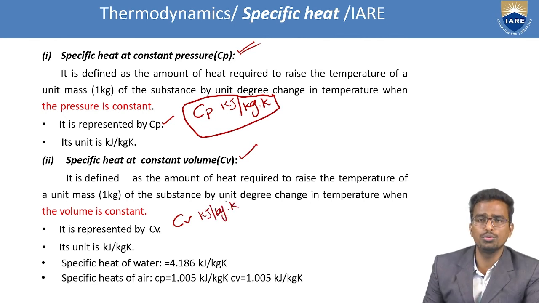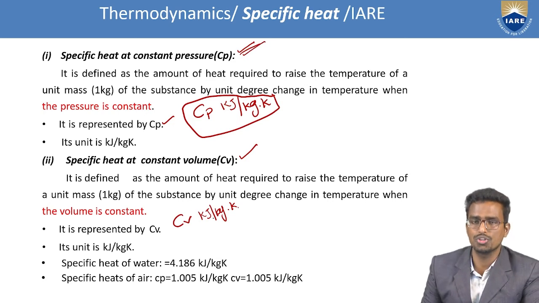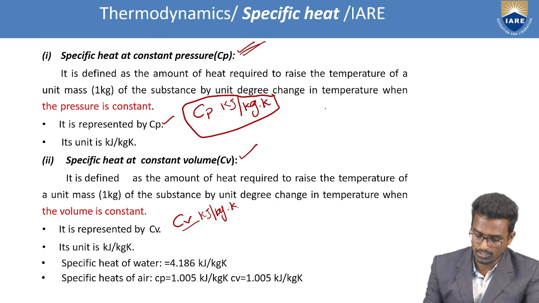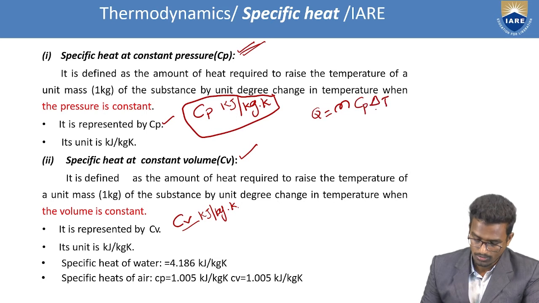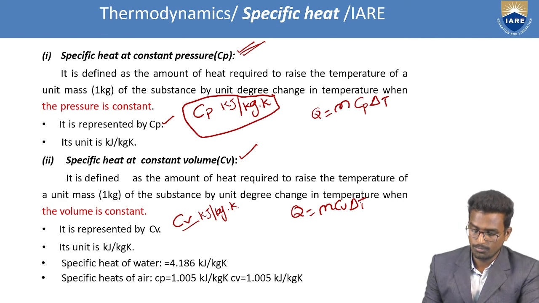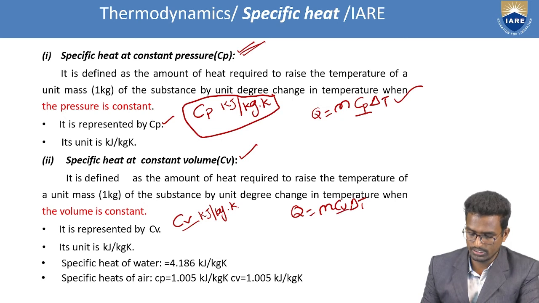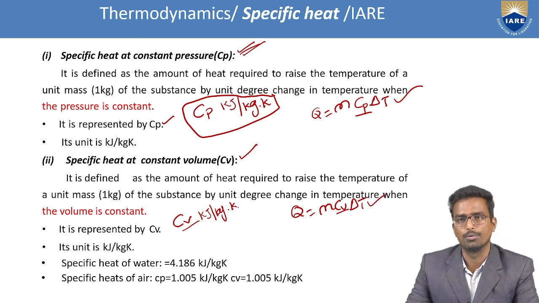The difference between these two is just a very small one: one happens at constant pressure, the other at constant volume. That's it, nothing else is different. Both are about adding or removing heat per unit mass per unit degree of temperature. The formula for Cp is Q = m Cp delta T. For this one, Q = m Cv delta T. The formula is the same, but when it happens at constant pressure, use this formula, and when it happens at constant volume, use this one.